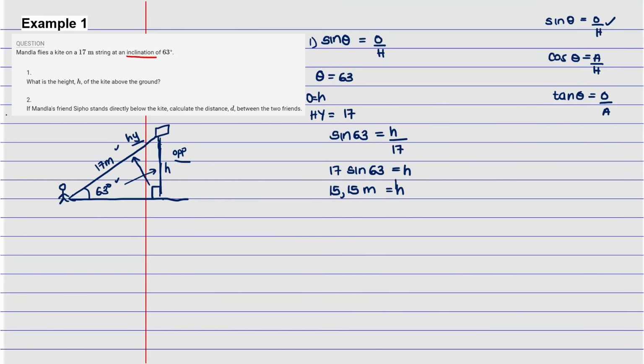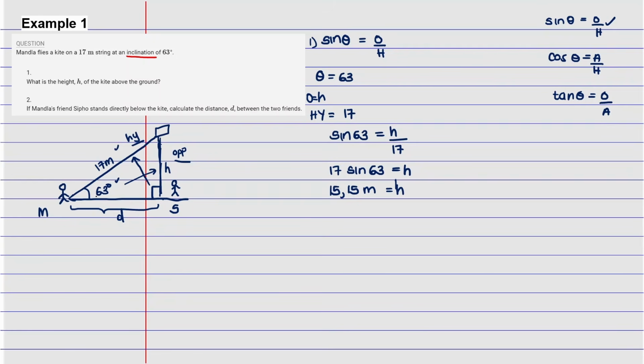So the second one says, if Mandla stands directly below the kite, meaning C4 is here. So this is Mandla and this is C4, right? So directly below the kite, which is going to be here. Then they say calculate the distance D, which is the distance between the two friends. So we're looking for this. So this is going to be D, right?